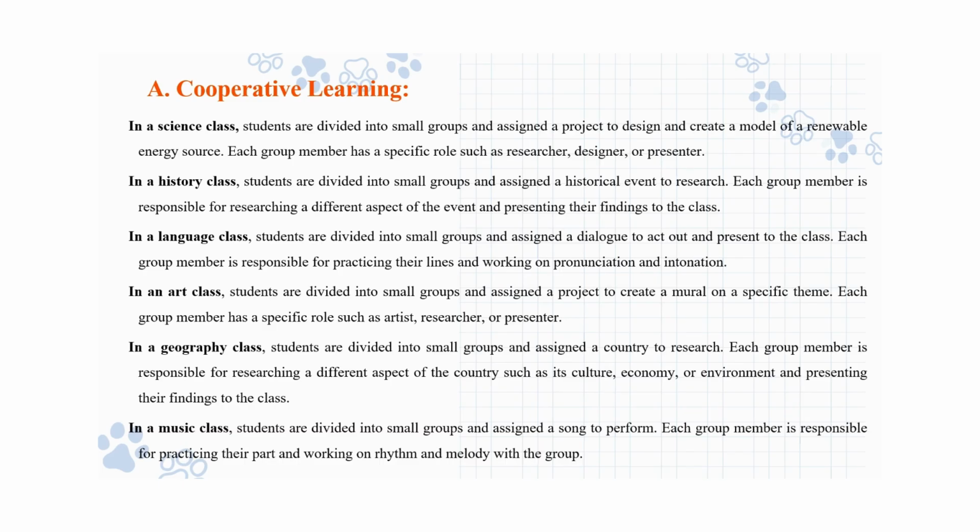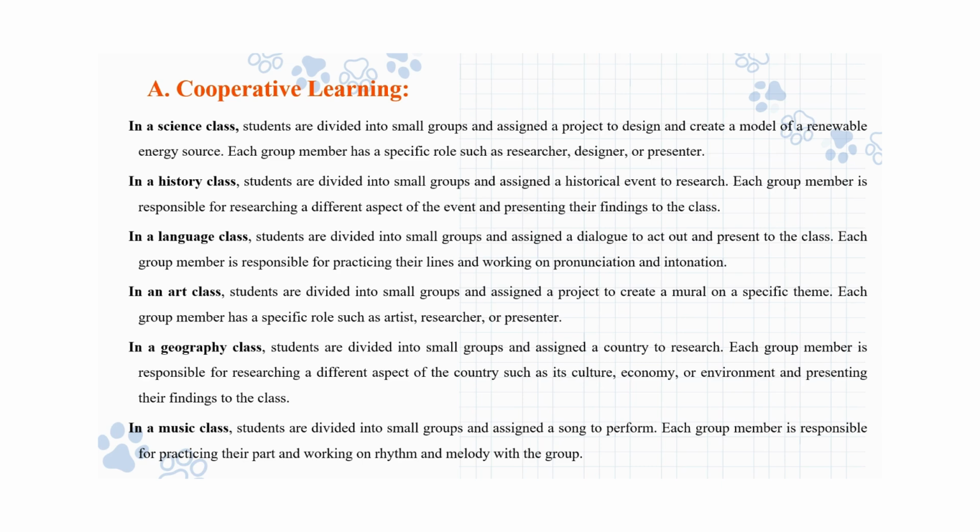A. Cooperative learning. In a science class, students are divided into small groups and assigned a project to design and create a model of a renewable energy source. Each group member has a specific role, such as researcher, designer, or presenter.